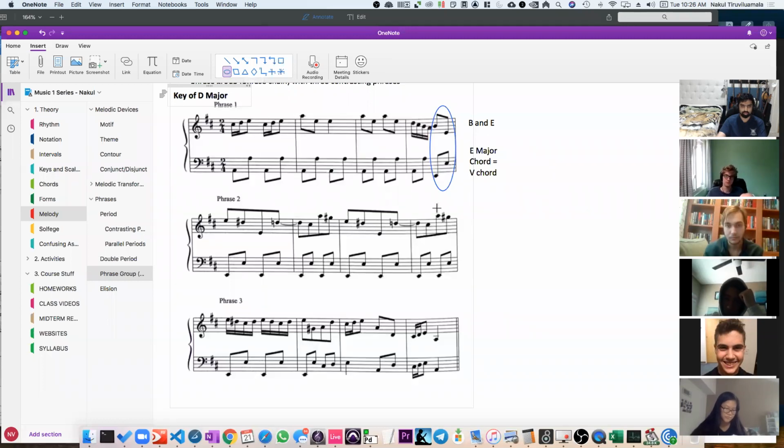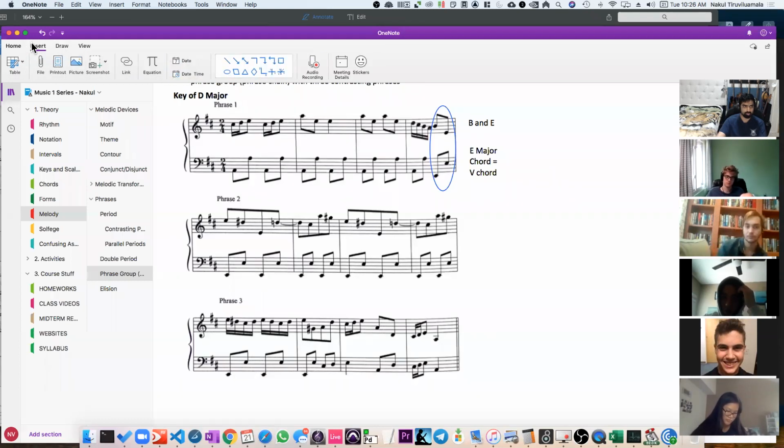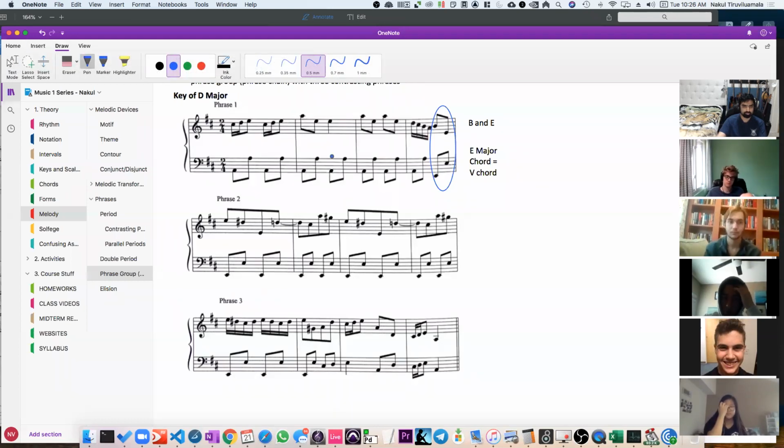I'm circling the spots that you're expected to correlate to each other. So I'm doing a lot of the hard work for you, but you still have some work to do. The reason I didn't include this note is because I recognize that this is a sus note. This is a note that ultimately resolves to a note that's in the chord. That's why I didn't circle it.